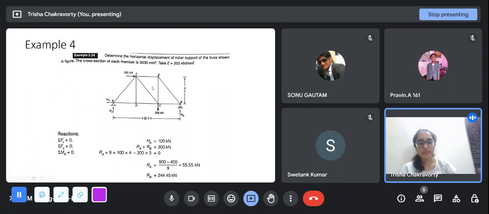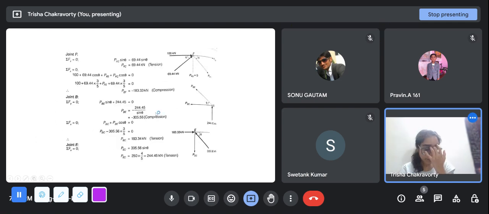Now, what are the members we have solved? We have solved this, and these two. So we have three members left now: CE, CB, and EB. So we move on to joint B, which was that support one. It has a support reaction of 244.45, and it has two members, BC and BE. With sigma Fy equal to 0, we get PBE sine theta, whose component is directed upward, plus 244.45 is 0. So PBE is minus 305.56, that is, it is under compression.